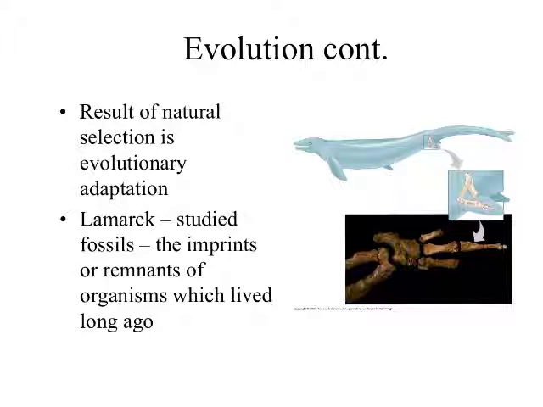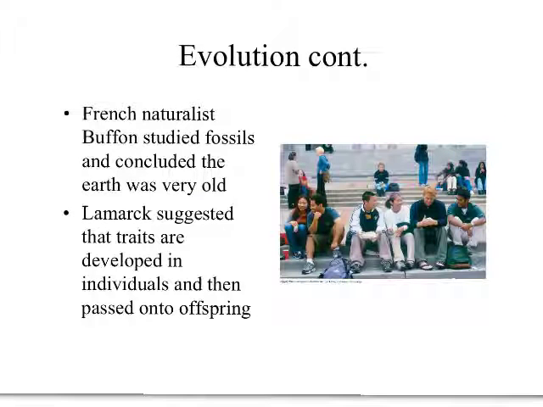Now, at the same time as Charles Darwin was doing his work, another guy named Lamarck was also studying fossils and imprints of organisms which lived long ago and came up with some ideas that were similar but not quite exactly the same as Charles Darwin. Lamarck suggested that traits that animals have developed in individuals are then passed on to their offspring, versus developed through the natural selection of populations of animals. Also at that time, a French guy, Buffon, also studied some fossils, and he was kind of the first guy to really put out there that the Earth was very old.